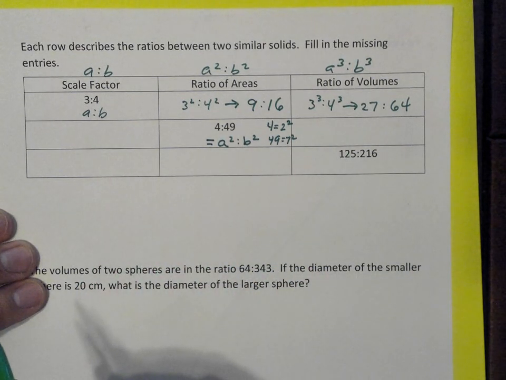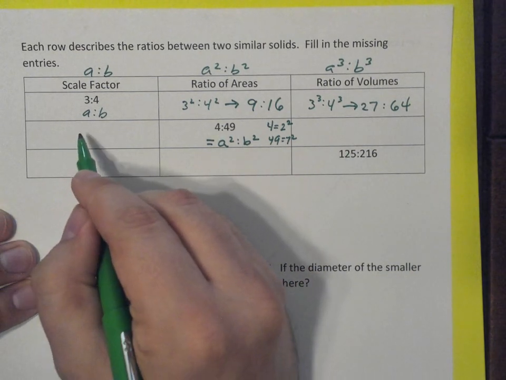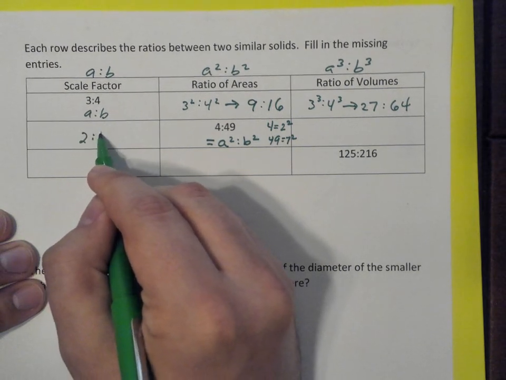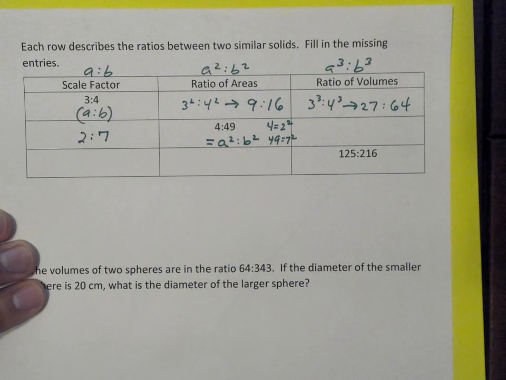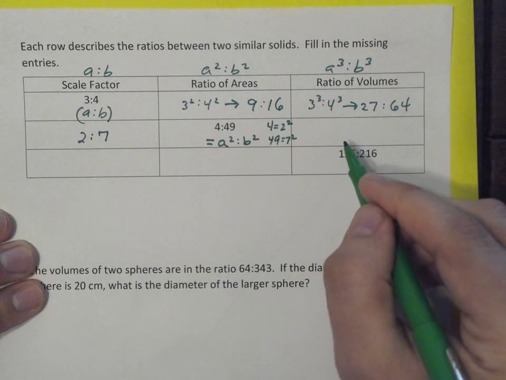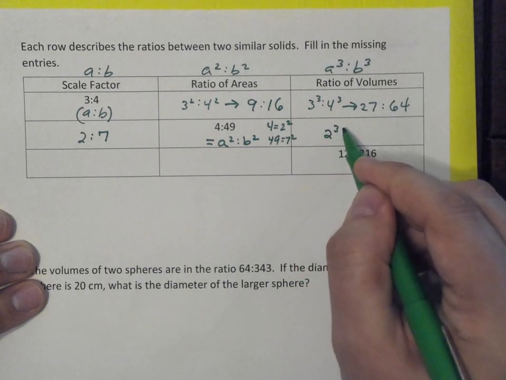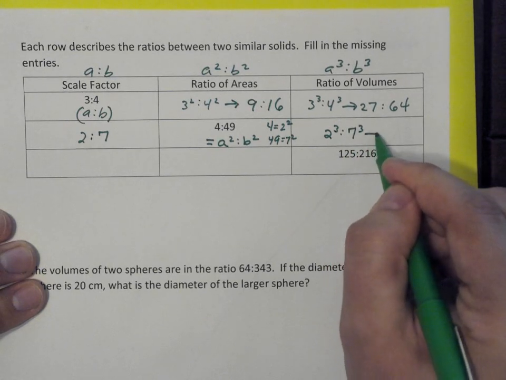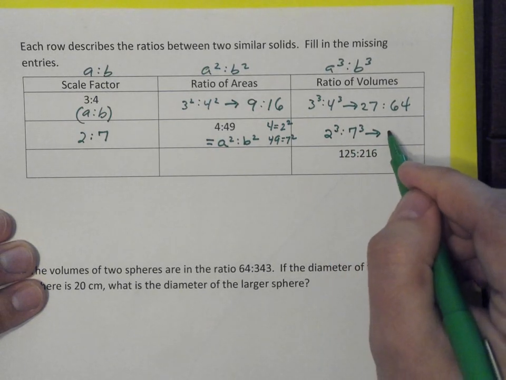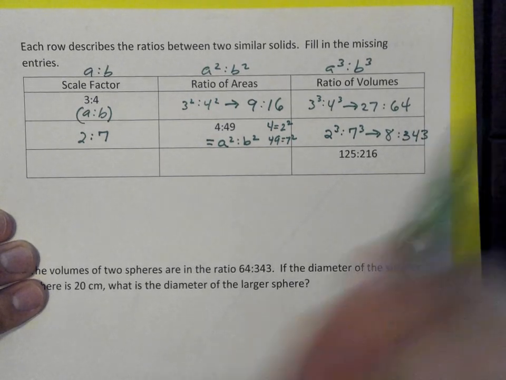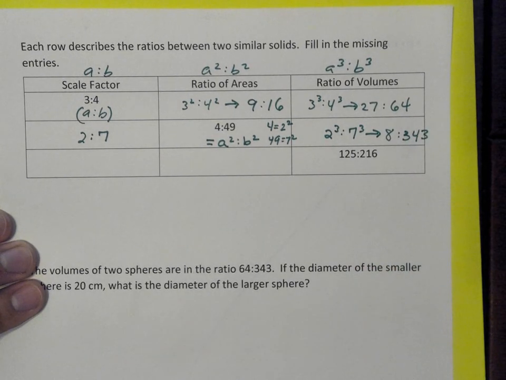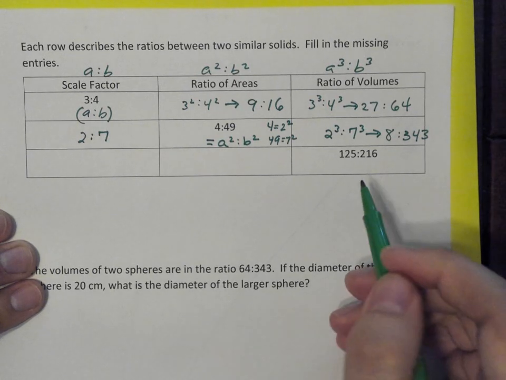So once I have that information, I can go and figure out the scale factor. I can figure out the ratio of the volumes. The scale factor will just be 2 to 7. The ratio of the volumes will be 2 cubed to 7 cubed. 2 cubed is 8. 7 cubed is 343.